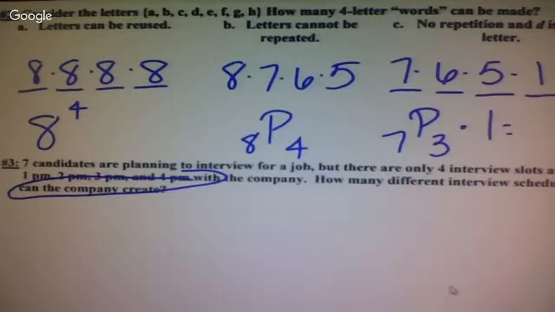So, either you can write this as a permutation or write it out. What would this look like written out?